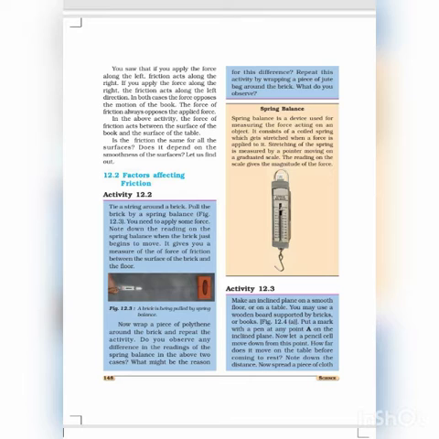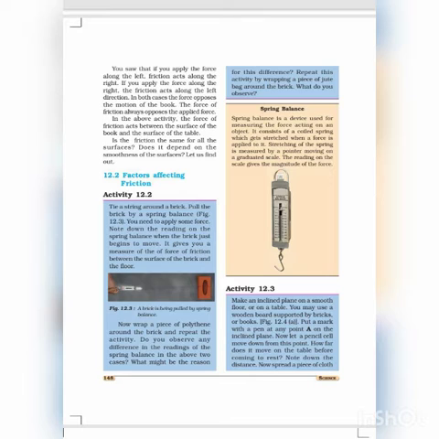Let us learn about factors affecting friction. The first factor is the nature of the surface. If the surface is smooth, less friction is produced, and if the surface is rough, more friction is produced. Let us understand this with an example. Refer to figure 12.3. A brick being pulled by a spring balance.